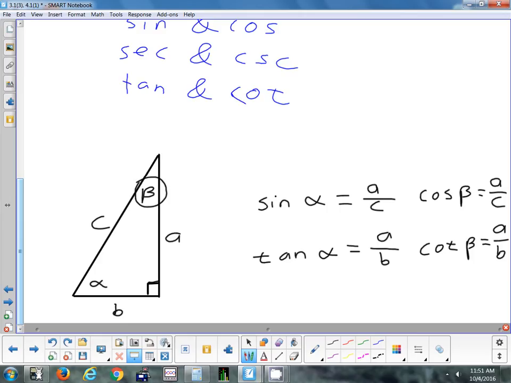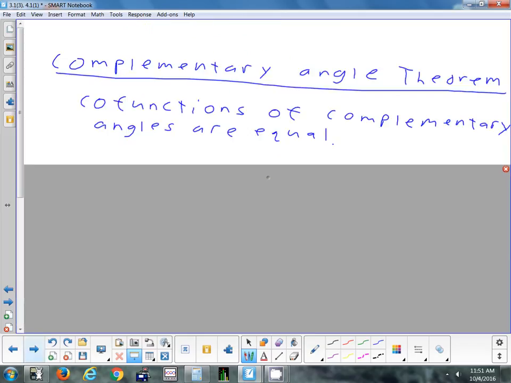What do you notice about these two things again? They're about the same, right? And that's always going to happen as long as you have cofunctions and complements. Okay? And that's called the complementary angle theorem. It says exactly what we just figured out. If you have cofunctions of complementary angles, they come out the same. Always.